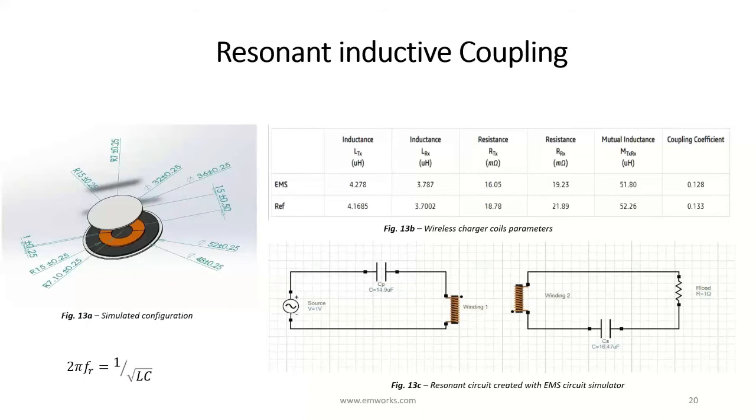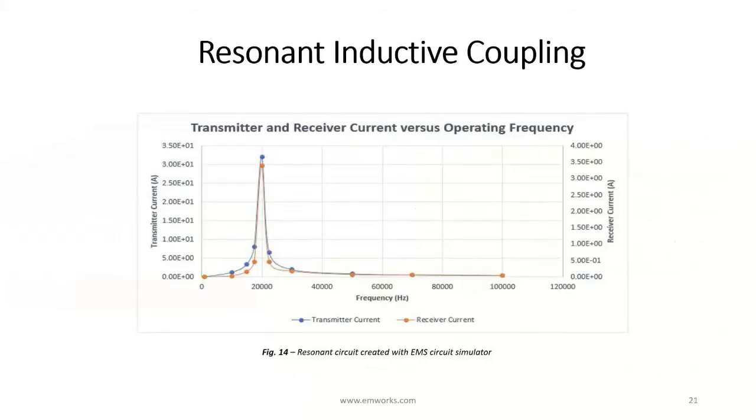We can see from figure 13B a good agreement between EMS results and our reference results. These parameters are computed at a frequency of 20 kHz, which will be used as the resonant frequency. EMS coupled to circuit is used to create the simulated resonant circuit and run the simulation. It's clear from figure 14 that the resonance has a great impact on the wireless output data. We can see that at the resonant frequency, which is 20 kHz, both the induced voltage and the current of the receiver are very high compared to the rest of the frequencies.